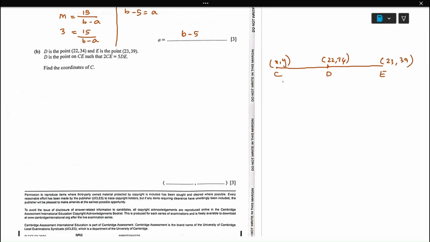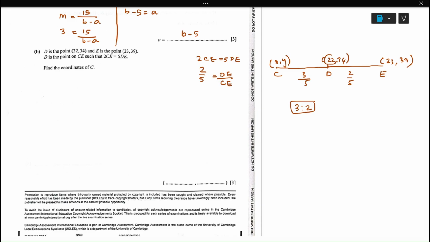So all 3 points, and the ratio is given between CE and DE. 2CE equal to 5DE. Okay, so 2 by 5 equal to DE by CE. So just cross multiply. CE is the entire length, and DE is 2 over 5. Obviously the remaining part is 3/5. The ratio is 3:2. We got the ratio, and that's it. Okay, so it's easy. We just need to apply the formula.